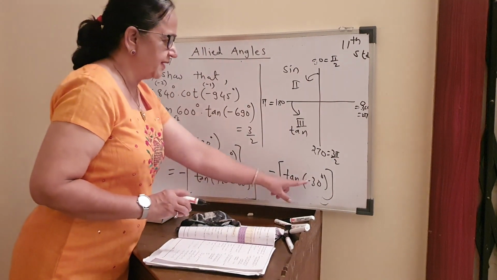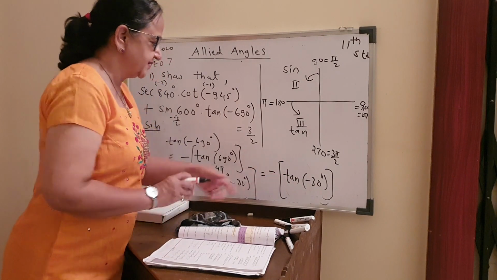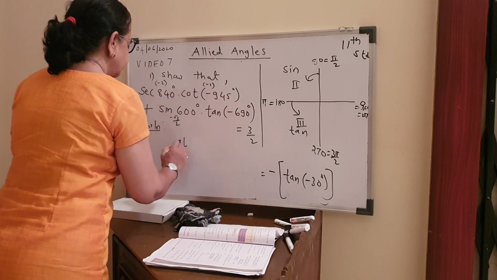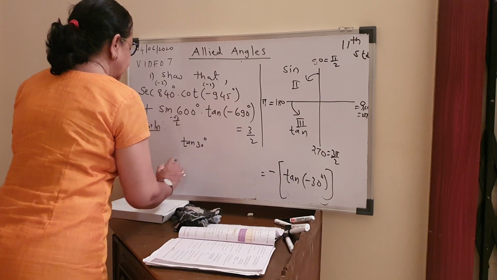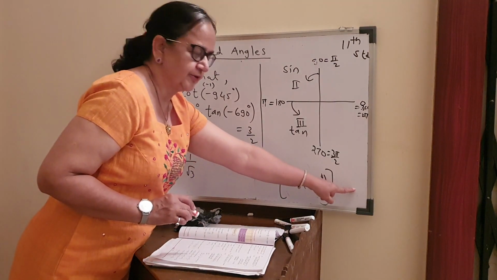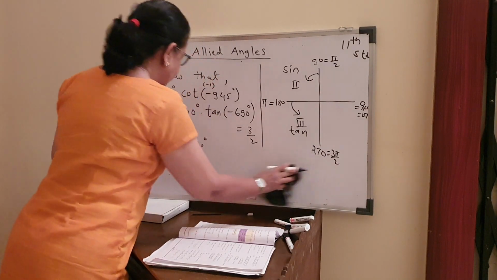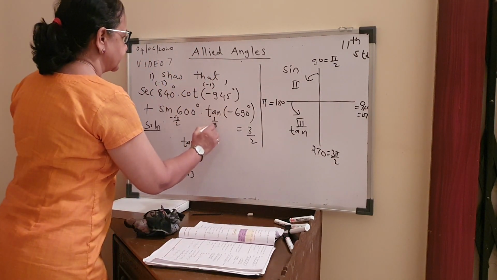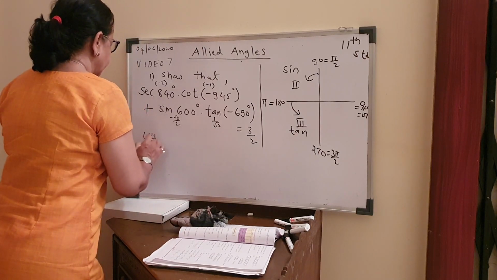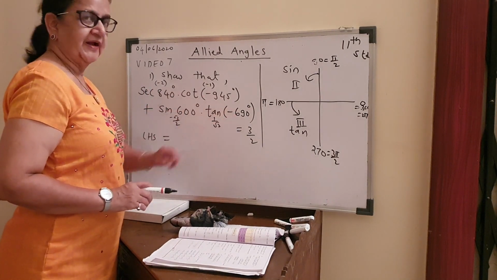But you know tan of minus theta is always minus tan theta. So minus into minus. That will make it plus. So I get tan of 30. And you know tan 30 is 1 by root 3. Correct? Here in the notebook write down. Tan of minus theta is equal to minus tan theta. So I got this answer 1 by root 3. I'll write it here. And now let us write LHS is equal to. Now in your notebook copy down all this. Copy down. And start substituting.